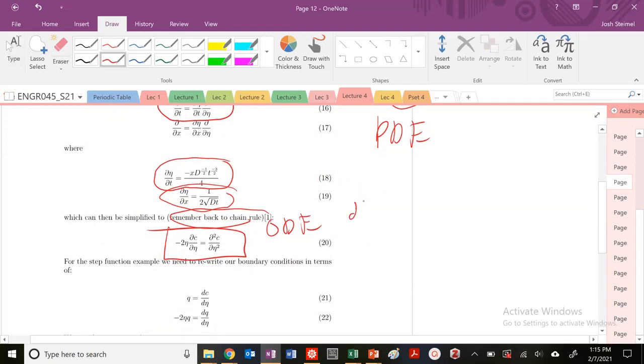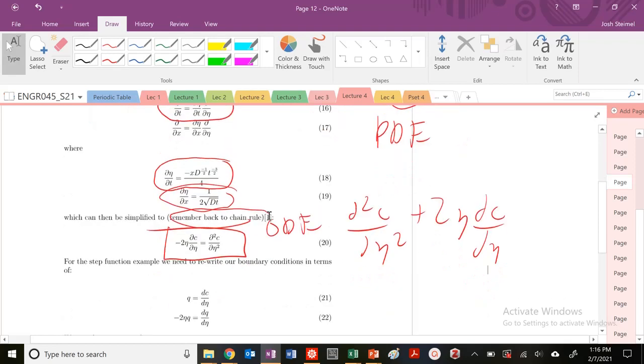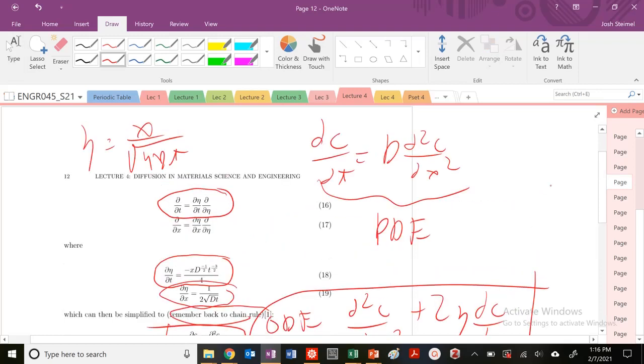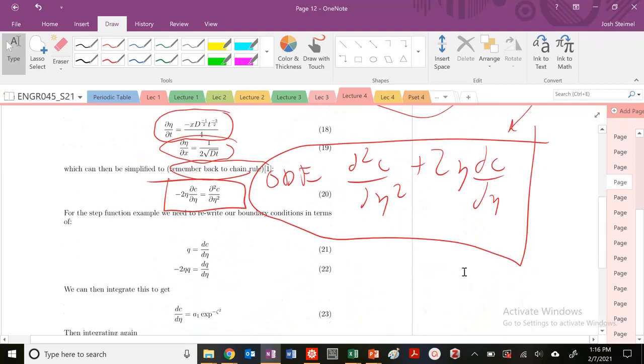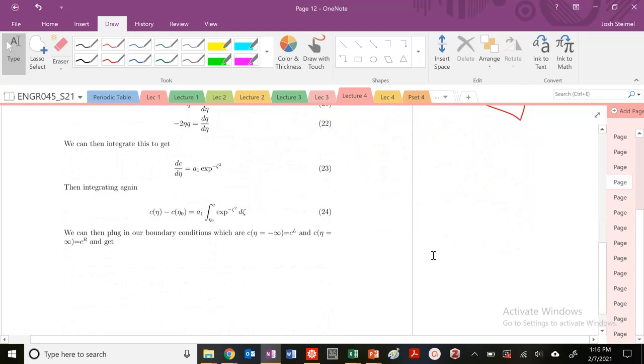So we see that d squared C/d eta squared, plus 2 eta dC/d eta equals zero. All this is doing is rewriting this expression in terms of eta. We're using the chain rule, but this is our ODE expression. This is our PDE expression. And we want to work with this ODE form because that's going to be much easier. It's easier to solve ODEs than PDEs, as you'll see.